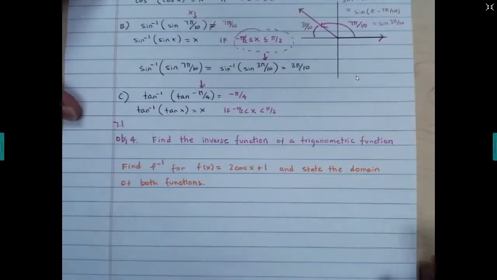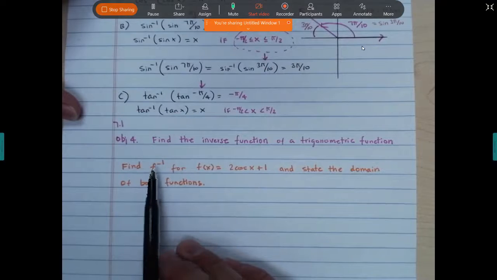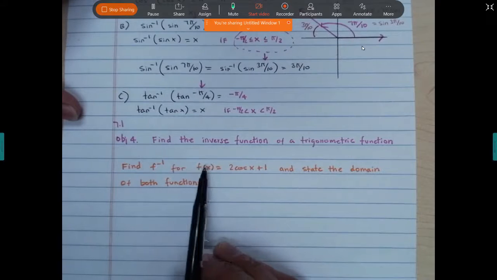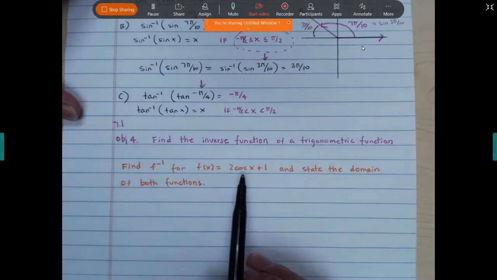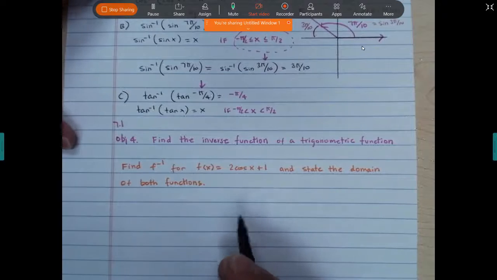Chapter 7.1, Objective 4. Find the inverse function of a trigonometric function. Here's the example. Find the inverse function for f of x is equal to 2 cosine of x plus 1, and state the domain of both functions.